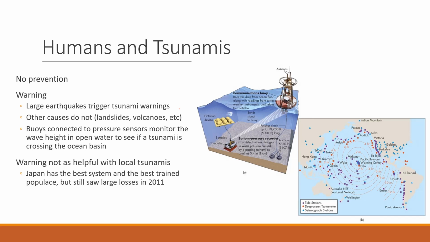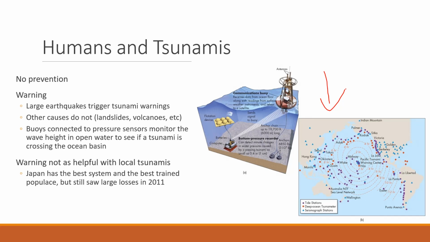Large earthquakes will trigger a tsunami warning. Other things don't. Basically we don't automatically record when a volcano goes off or a landslide. When a big earthquake occurs, we know. So if a big earthquake occurs in an area that could cause a tsunami, we initiate a tsunami warning. Then we also do have buoys that are connected to pressure sensors. They monitor the wave height, and so they can see a tsunami in the ocean basin. So those buoys, when they're in place, work well. That's our monitoring system here. If they're not there, they don't help.